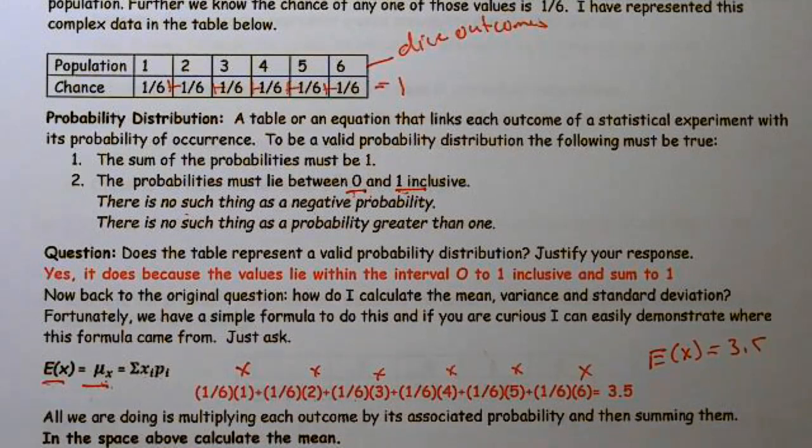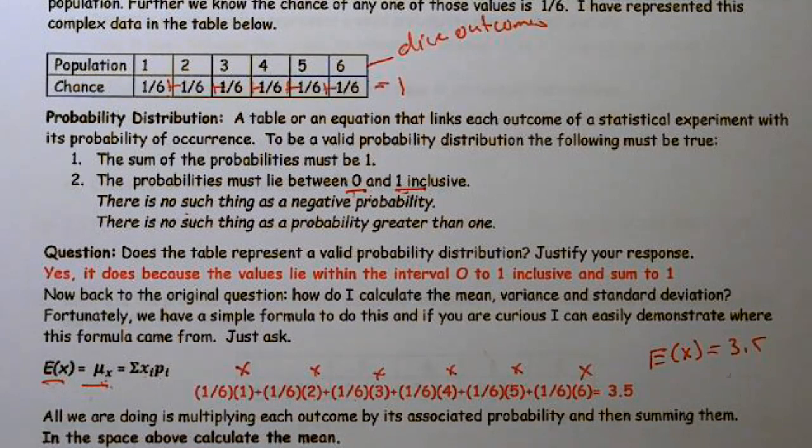Now, what's kind of interesting about that is when I roll a dice, I can't get a 3.5. However, this is what on average I would expect to happen. And that's like saying we made an 87 was the test average, but the only grades you could make were multiples of 5.